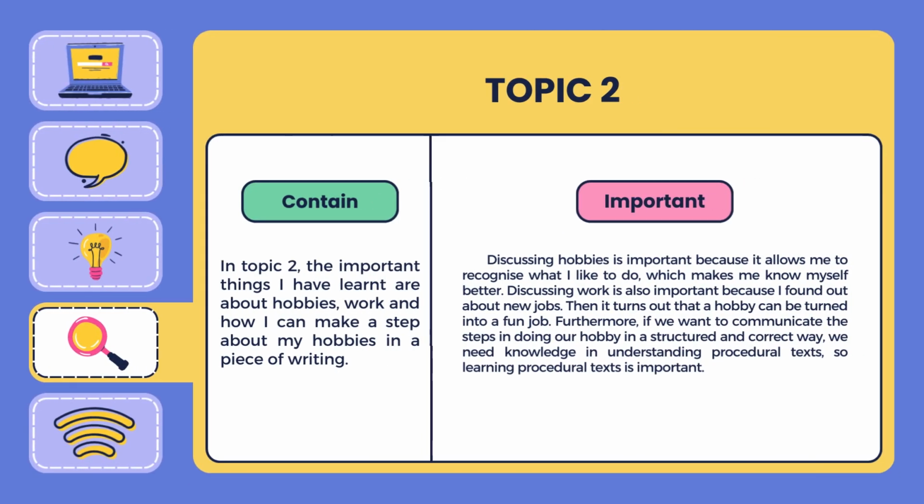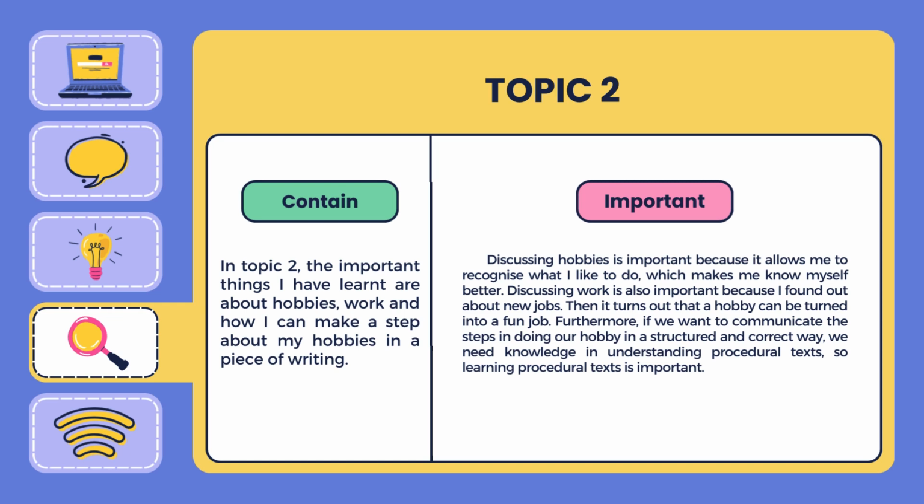In topic 2, the important things I have learned are about hobbies, work, and how I can make a step about the hobbies in a piece of writing. Discussing hobbies is important because it allows me to recognize what I like to do, which makes me know myself better.